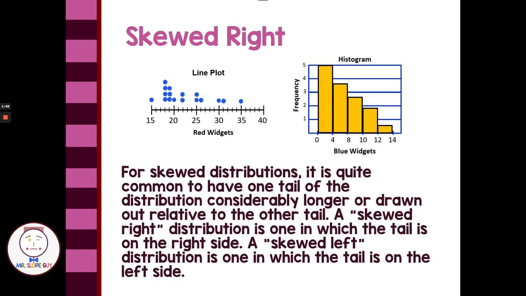And skewed right would be the opposite. For skewed distributions, it's quite common to have one tail of the distribution considerably longer or drawn out relative to the other tail. A skewed right distribution is one in which the tail is on the right side. In a skewed left distribution, the tail is on the left side. So if we look at this line plot, our data is tailing to the right. In this histogram, the data is tailing to the right. So we're looking for where the tail is. Where's it trickling to? Lesser and lesser points to the right would be skewed to the right.